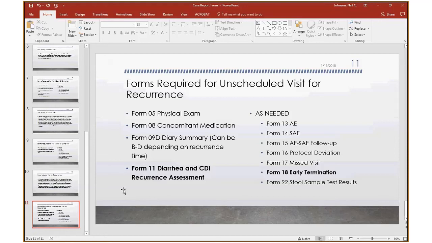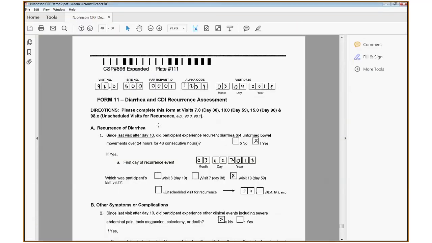Form 8, concomitant medication. Form 9, diary summary, can be B through D depending on when the recurrence happened. And Form 11, diarrhea and CDI recurrence assessment. And as needed, you'll be completing Form 18, early termination.